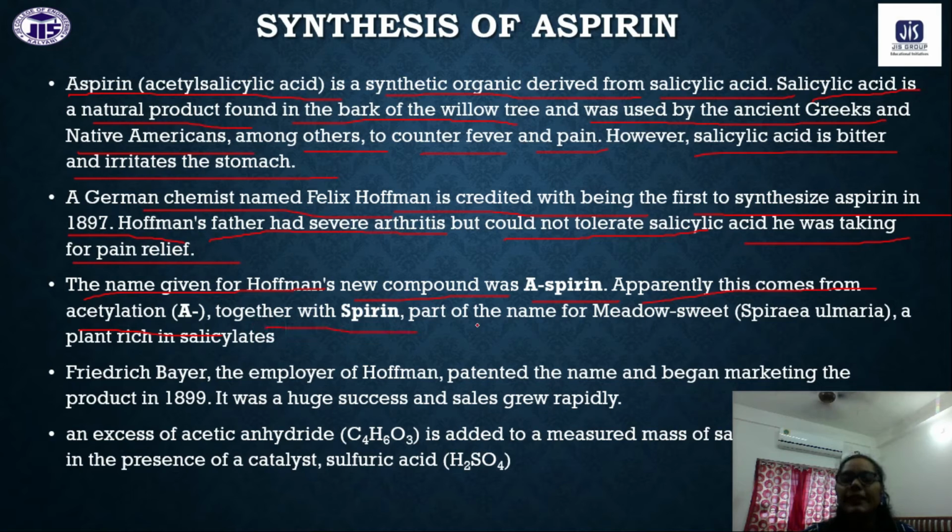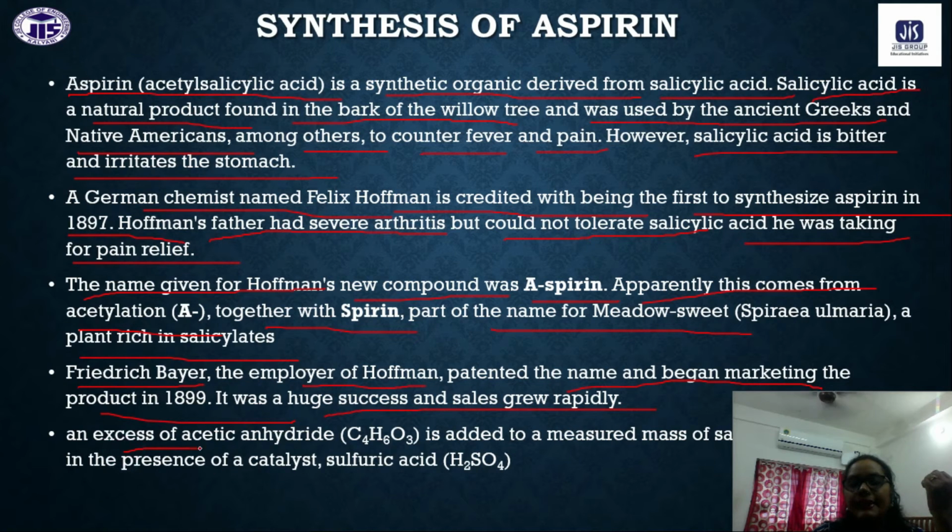Together with spirin, part of the name of the meadowsweet plant, which is rich in salicylates. So Friedrich Bayer, the employer of Hoffmann, patented the name and began marketing the product in 1899. It was a huge success and sales grew rapidly.